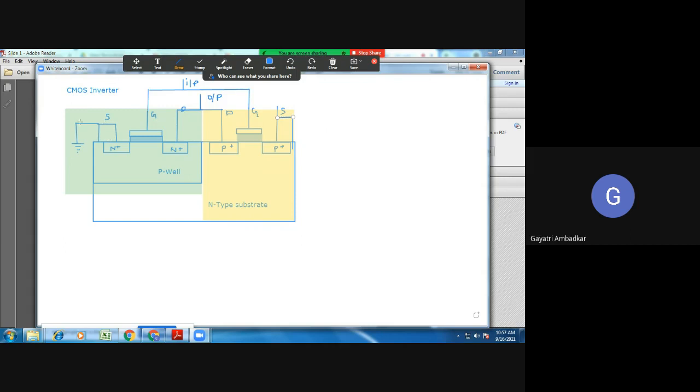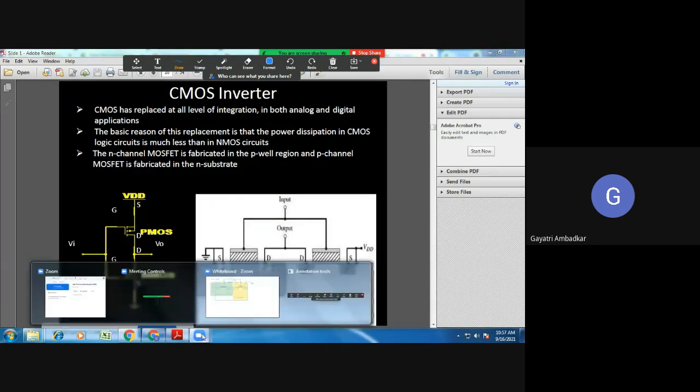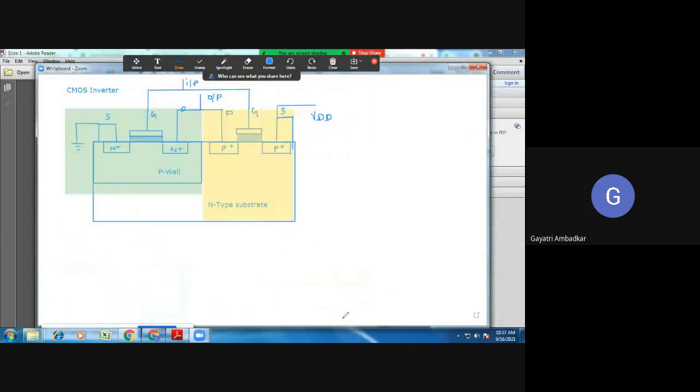The source of CMOS is the source of your NMOS, and it is connected to the ground, and supply voltage VDD is connected to this one. Okay. So supply voltage VDD is applied over here. Understood the construction? I have shown here, okay, as well as I have plotted it on whiteboard.